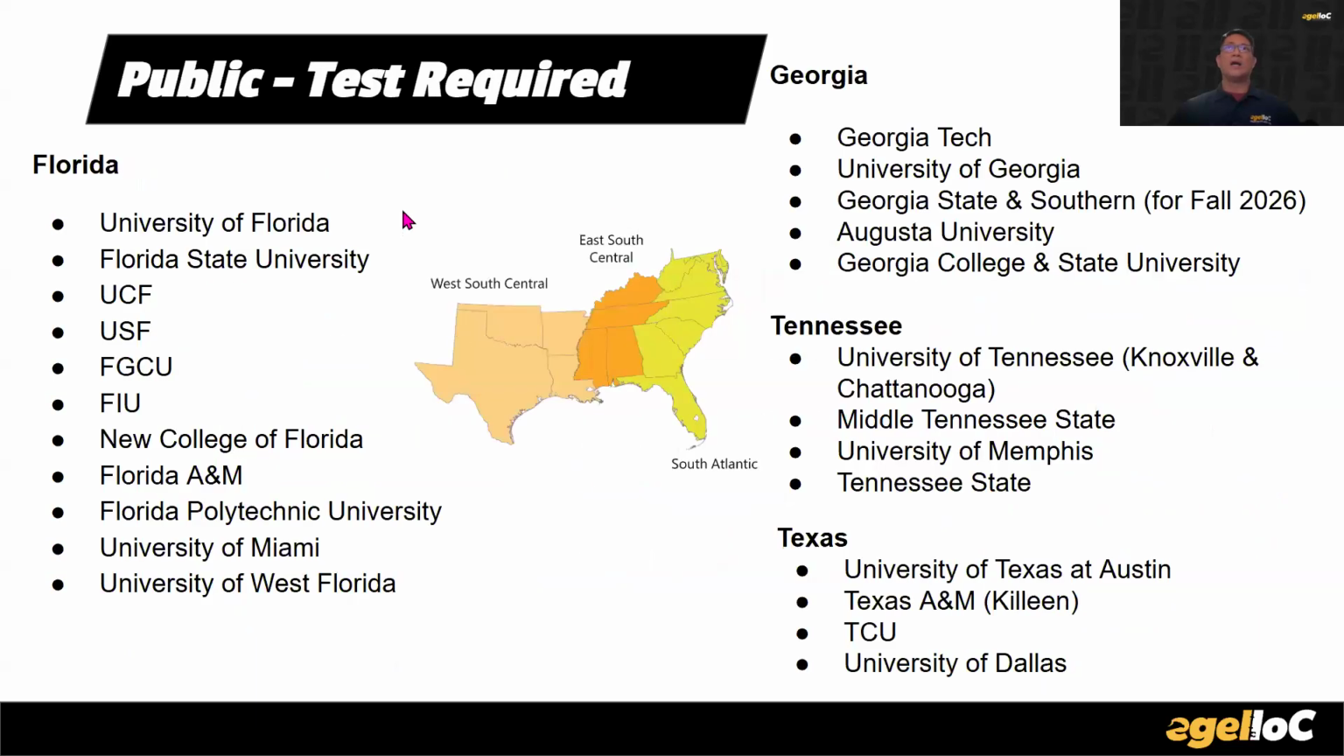Other ones, you can see a lot here in the various states. Florida is a big one. Majority of the Florida schools are test required, and you could see some big names there: University of Florida, Miami, Georgia, Georgia Tech, University of Georgia. In Tennessee, you have University of Memphis, University of Tennessee in Knoxville and Chattanooga. And in Texas, University of Texas at Austin, Texas A&M, TCU, and University of Dallas. Okay, so those are our bigger names with respect to those who are test required.